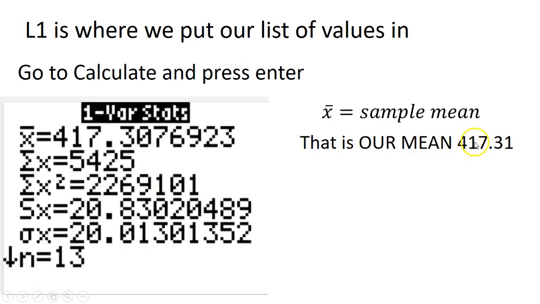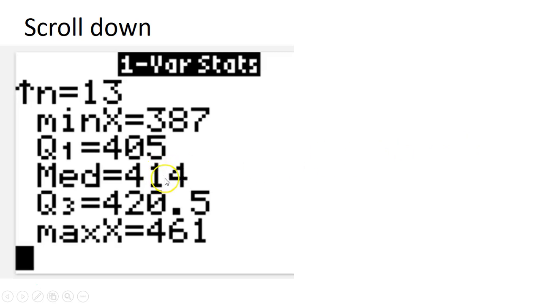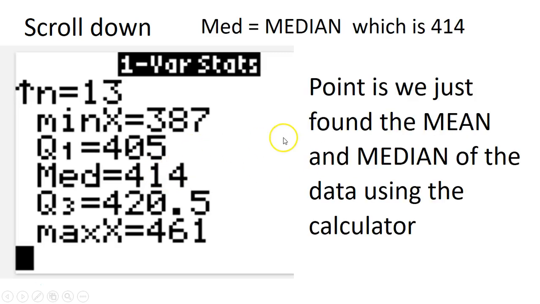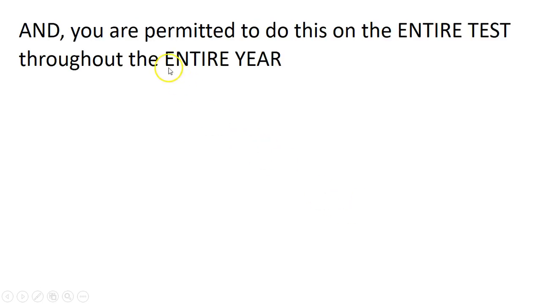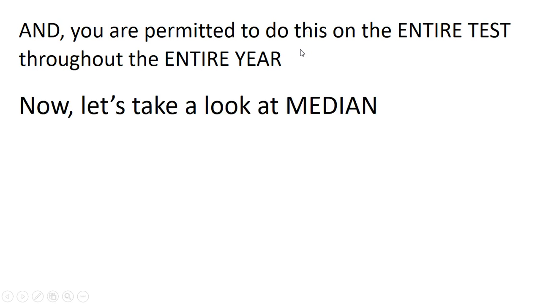They're pretty close to one another, 417. 414 is the median, right, which is the middle. Point is, we just found the mean and the median of the data using the calculator, which we kind of did before, but you are permitted to do this on the entire test and use the calculator. I just need to keep reiterating that to you. You got to know how to plug this stuff in on the calculator.